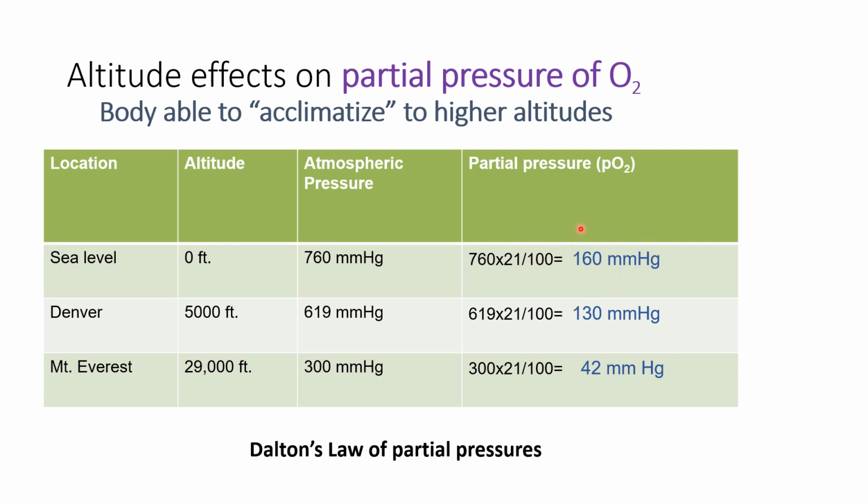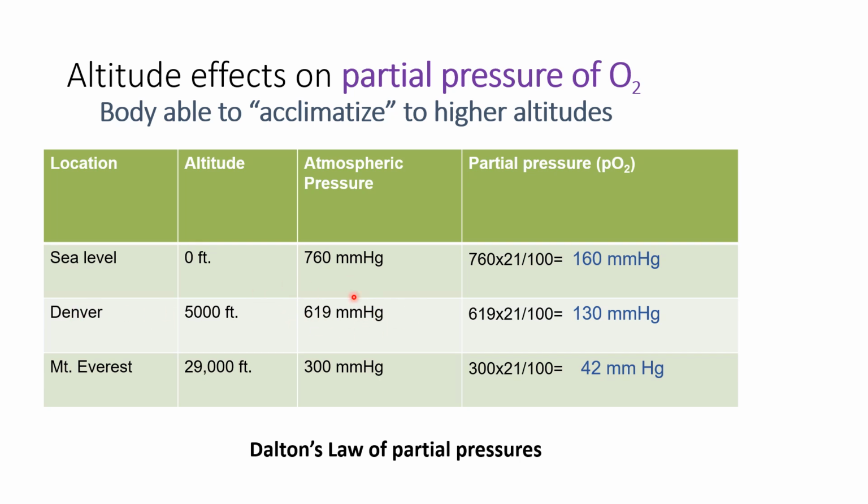So at sea level, it's around 160. 21% of 760 is equal to 160. And as you're breathing, it goes into the alveolus and drops down, because of the dead airspace, to around 100, but you still saturate your hemoglobin. It's no problem. Let's say we're at 5280 feet, the height of Denver.